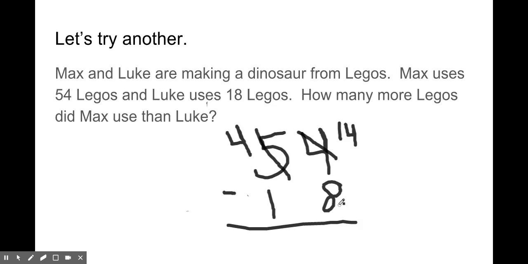And I know 14 minus 8. I know I can start at 8 and count up to 14. And I say 8, 9, 10, 11, 12, 13, 14. And I know the difference is 6.